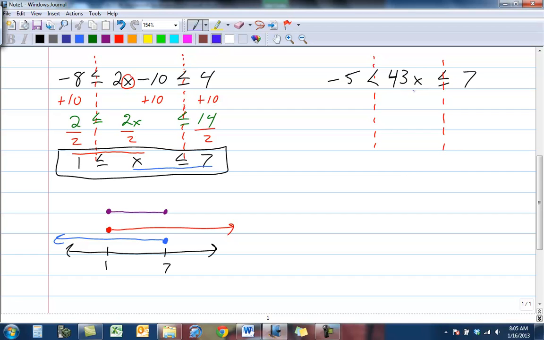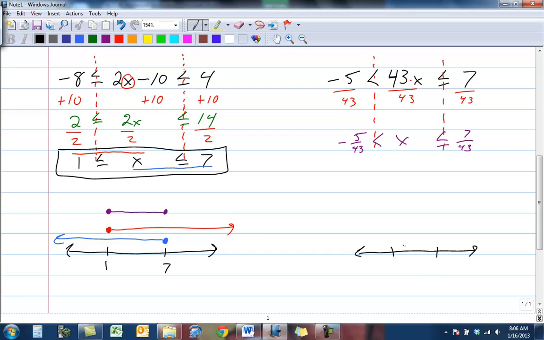Got to get x by itself. So what's got to move? The 43. This is 43 times x. So divide by 43 on all three sides. So we're left with negative 5/43 less than x less than or equal to 7/43. That's gross. That's not a big deal. Let's graph this.